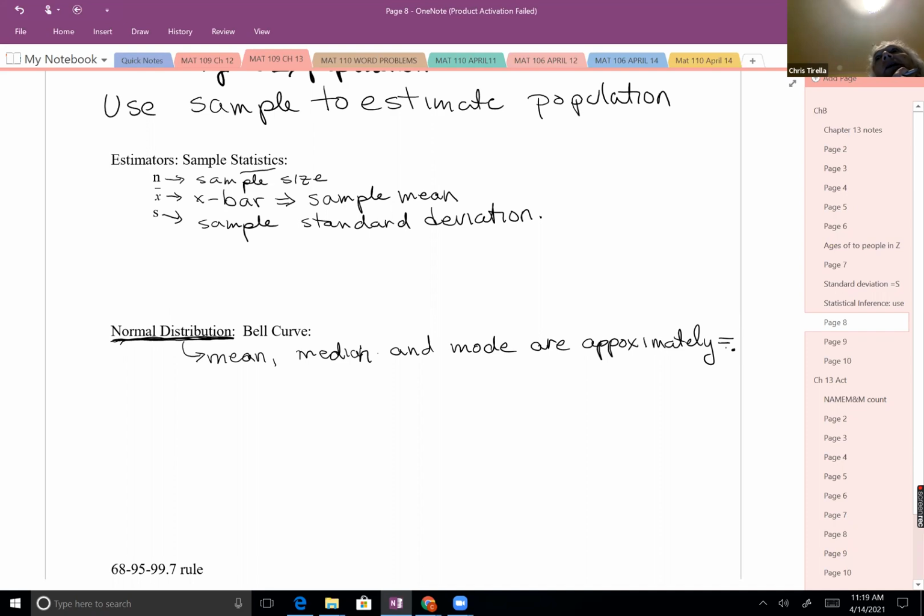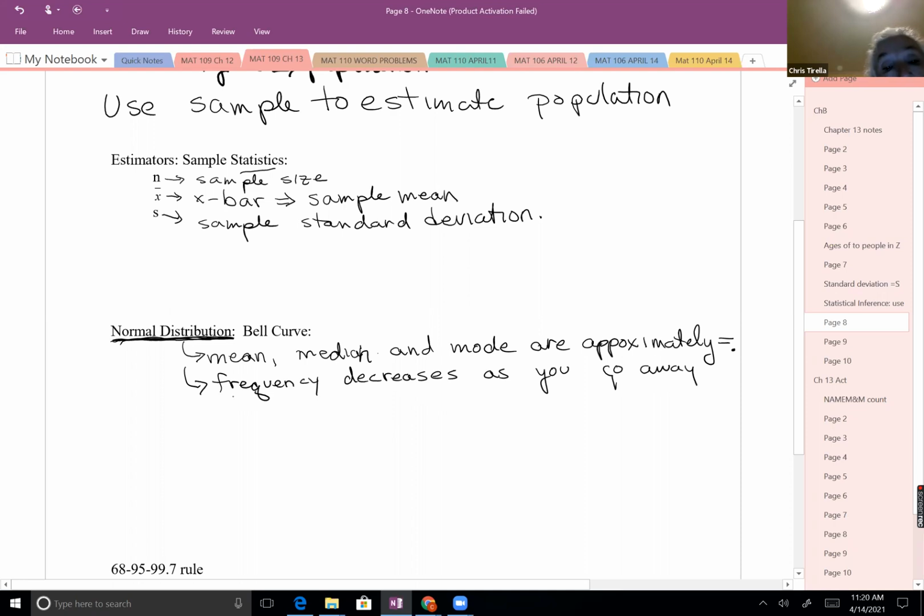When you look at any large group that you've ever been in, when people line up by height, isn't the middle of the line usually close to the average height, and aren't most people about the same height there? The other thing that has to happen is that the frequency decreases as you go away from the median or from the mean.